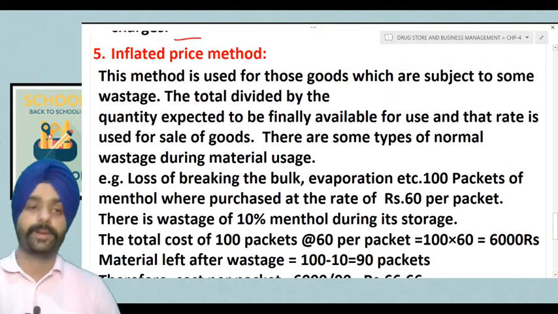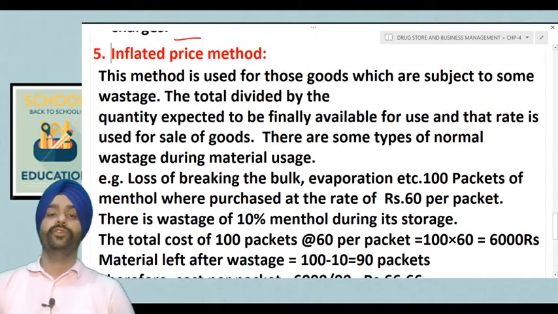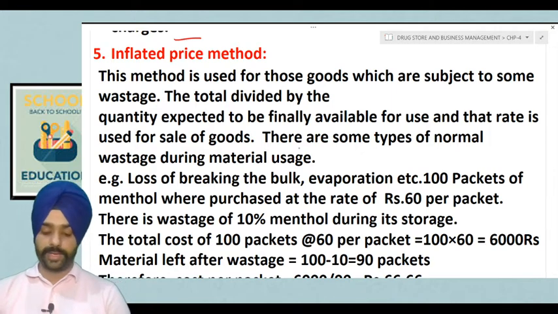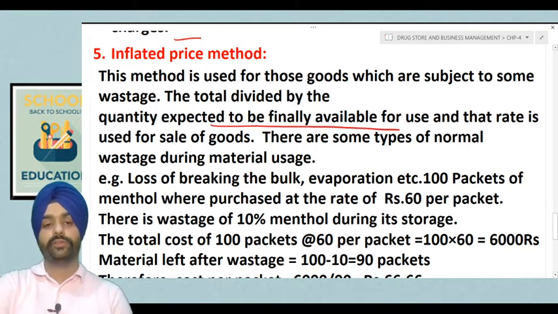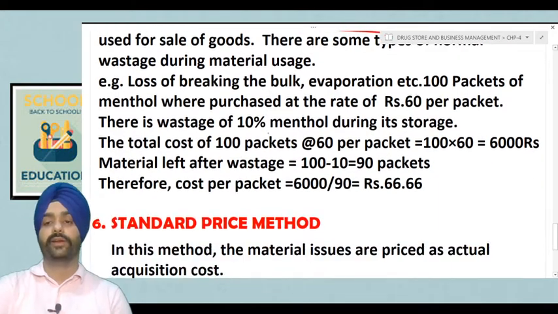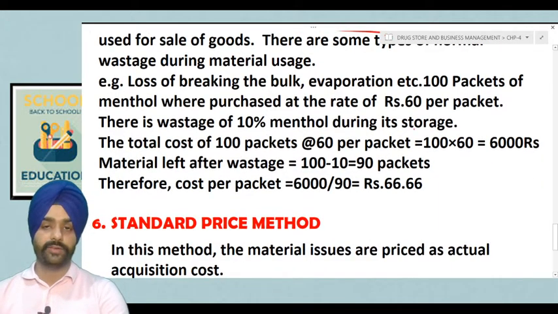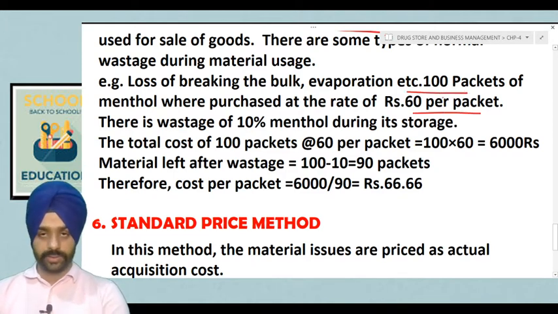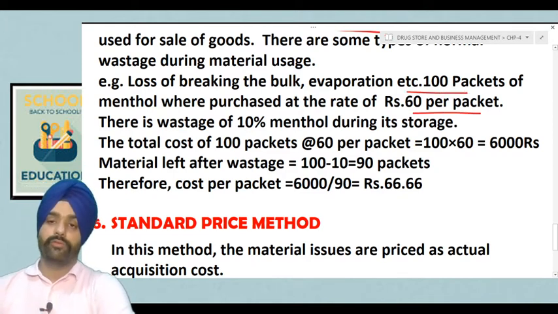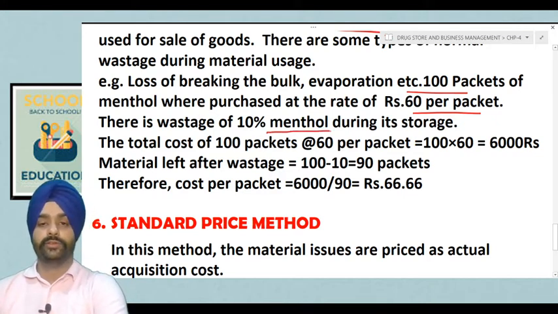The inflated price method is used for goods which are subject to some kind of wastage. The total is divided by the quantity expected to be finally available for use. For example, loss from breaking the bulk, evaporation, etc. 100 packets of menthol were purchased at a rate of 60 per packet. We all know that menthol vaporizes, so there will be a wastage of quantity. There is a wastage of 10% of menthol during its storage.